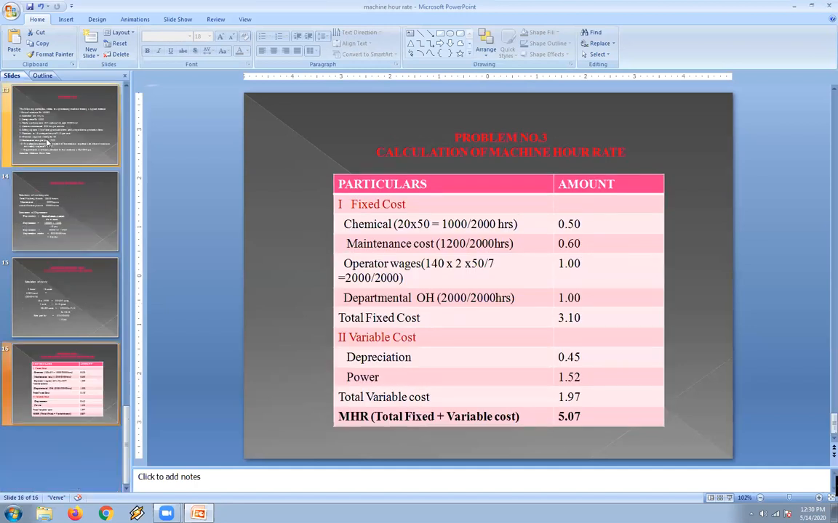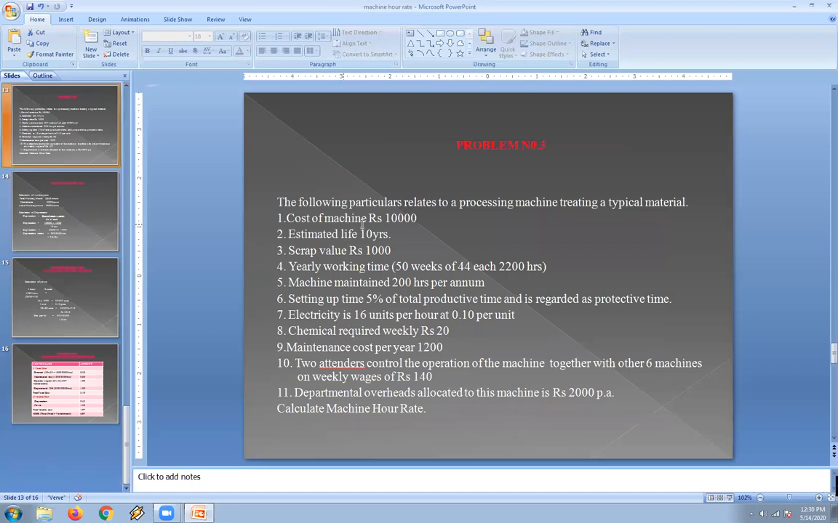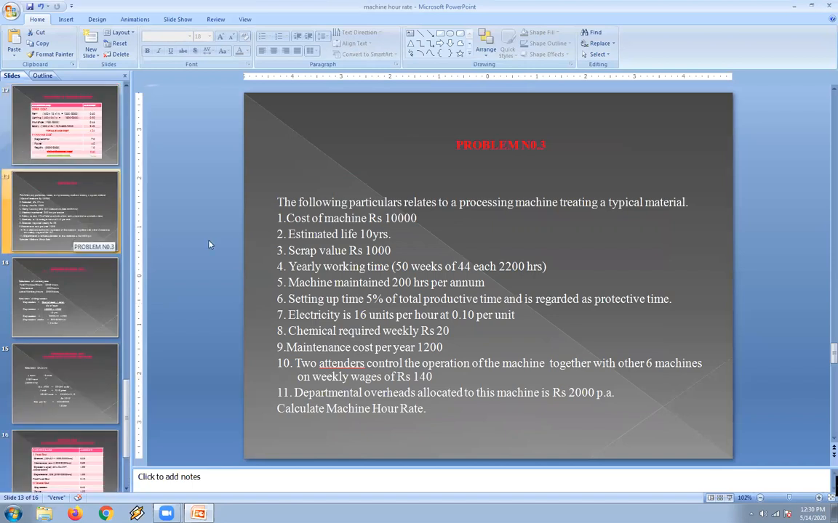Again, we will see what the third question is. The following particulars relate to the processing machine. This is a technical material. The cost of the machine is 10,000. Estimated life is 10 years. Scrap is 1,000. They have also given the yearly working time as 50 weeks of 44 hours each, 2,200 hours. Machine maintenance is 200 hours per annum. Setting up time is 5% of the total productive time, but setting up time becomes unproductive time, so it has to be deducted. Electricity is 16 units per hour at 10 paisa per unit.